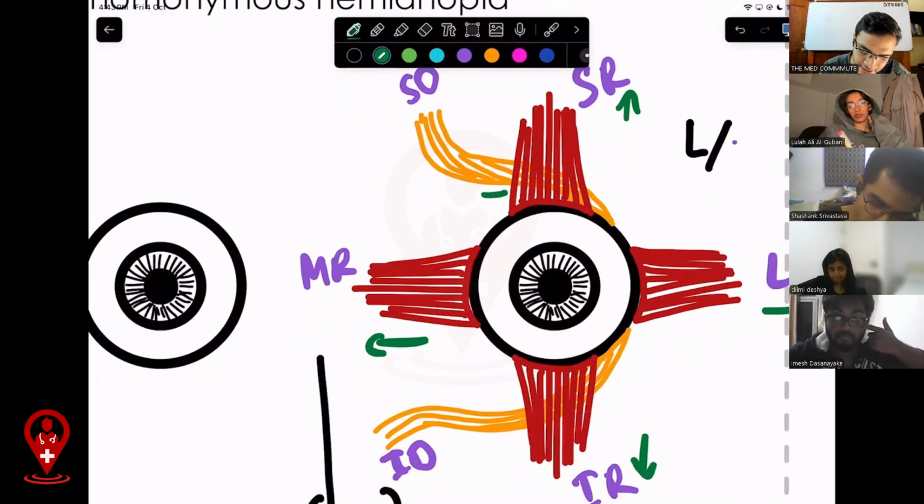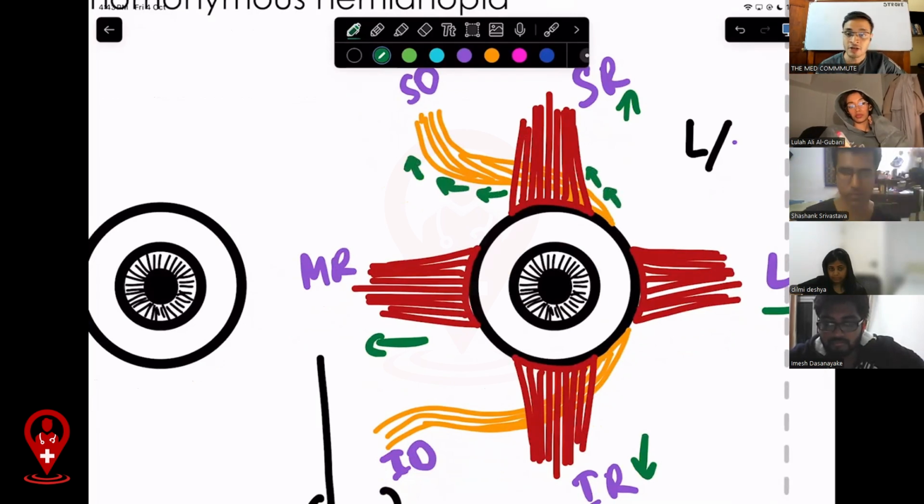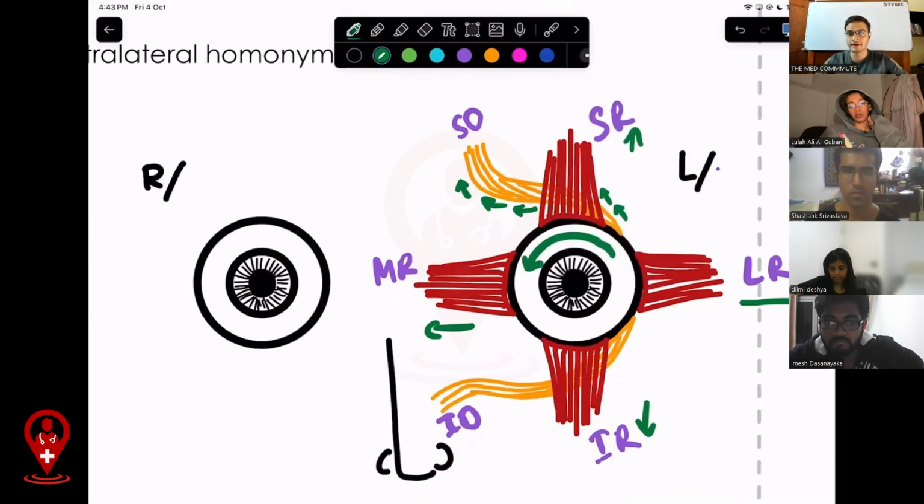If it contracts, guys, it pulls in this direction, right? Like that. So what will happen to the eyeball? The eyeball comes like this. What do we call this movement? It is rotating towards the nose, right? What do we call this movement? Intorsion. We call it intorsion, right?